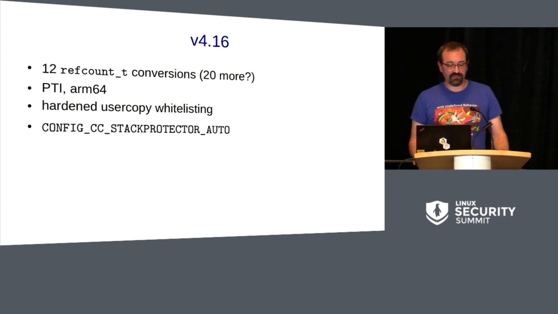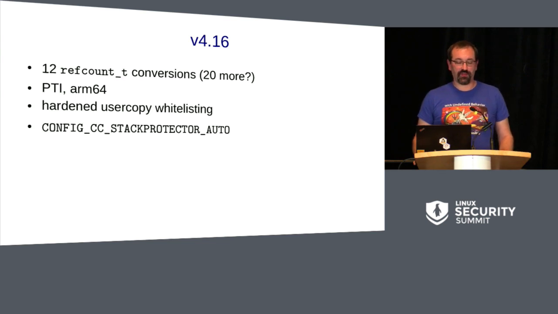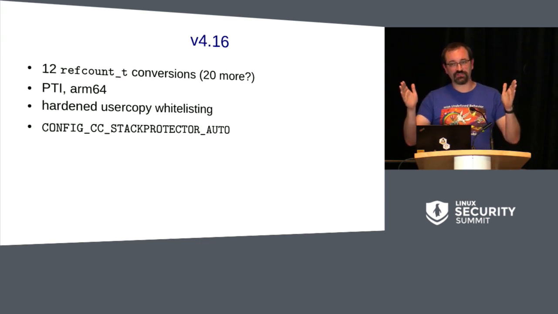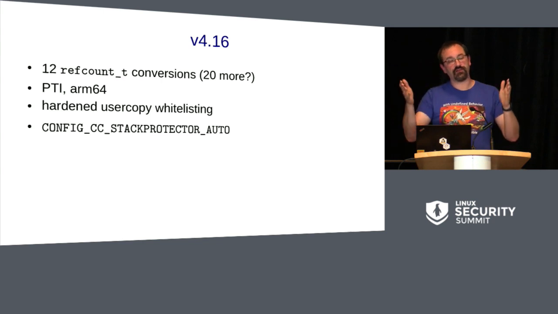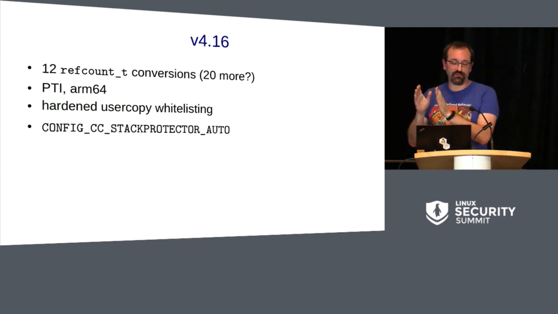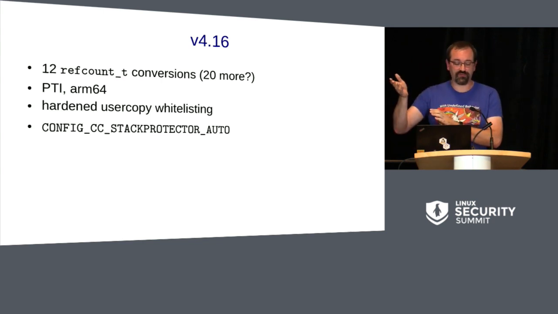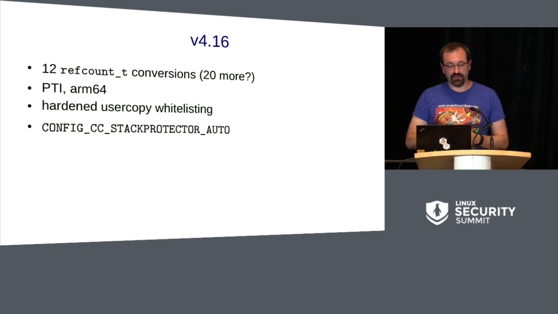In 4.16, we had 12 reference count conversions, maybe about 20 more, gained PTI for ARM64. Hardened usercopy gained whitelisting, which was instead of just checking the size of an allocation, when you're creating allocations, you can specify what portion of it you expect to go out to user space. So this narrows the availability of what's getting copied out even further.